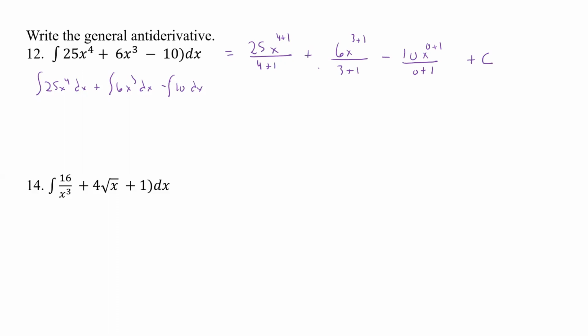Now, can we simplify that? Yeah, sure. That's going to be 25 divided by 5, so that gives us 5x to the fifth plus, and 3 plus 1 is 4, so 6 over 4. We could reduce that to 3 halves, and in the numerator, we still have x to the fourth. And then minus, well, that's just going to be 10x, and then we have plus c. So that would be our general antiderivative for the original one we were given.